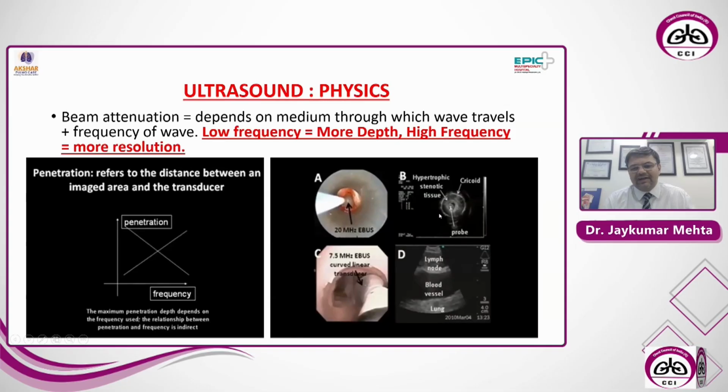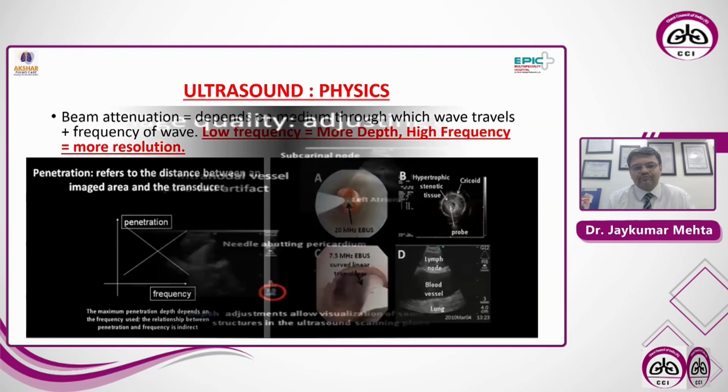And what we can see is a clear and sharper image. But in a linear EBUS, we have 7.5 megahertz. And what we see is a bit less clear image than what we get in the radial probe.